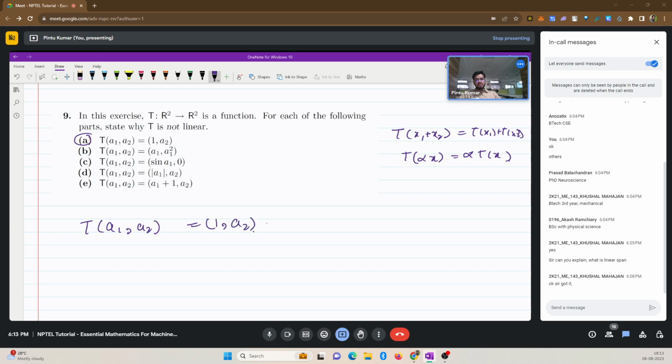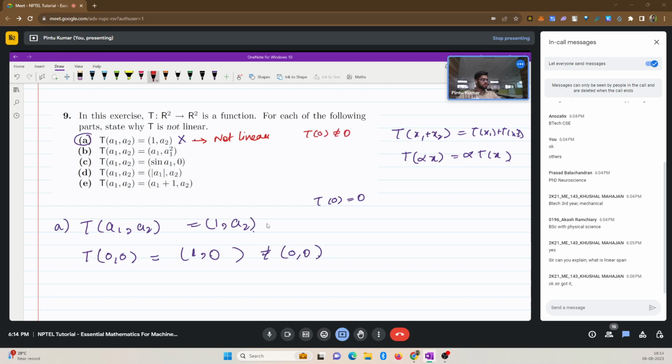The first one says that T of (a1, a2) is (1, a2). Just now I mentioned that T of 0 should be mapped to 0. Now if we take T of 0, what do we obtain? We obtain (1, 0). Is it 0? No. So we can infer that our first example is not a linear map, because it does not satisfy the property T of 0 is equal to 0.